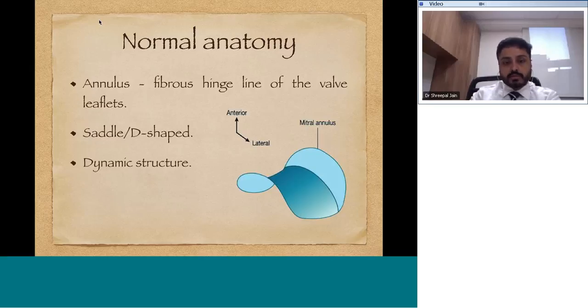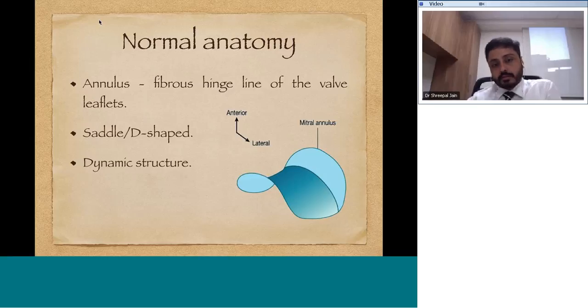Coming to the annulus, if you ask the surgeons, they would probably define it as the level of visible transition between the left atrial myocardium and the whitish leaflets. And histologically, it is defined as the fibrous hinge line of the valve leaflets. It is not a single plane structure, rather it is saddle or D-shaped.